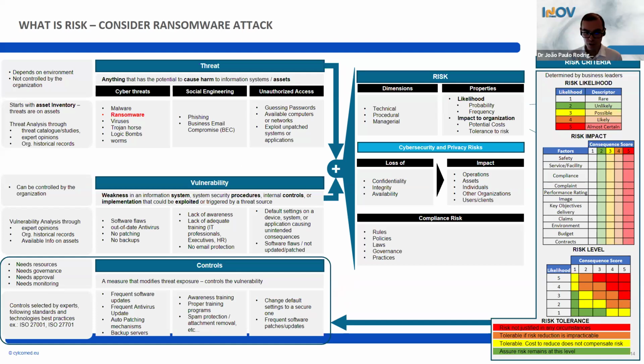Let's think about a specific example. Let's consider the ransomware cyber attack or cyber threat. This exists and we cannot change that fact. Let's imagine that our organization doesn't have backups, right? Backup is something that we can implement easily, so this is part of a vulnerability. The combination of the ransomware and no backup will lead to integrity and availability risks, which in turn will impact the operation, the assets, individuals, and so on and so forth, and also raise compliance risks.